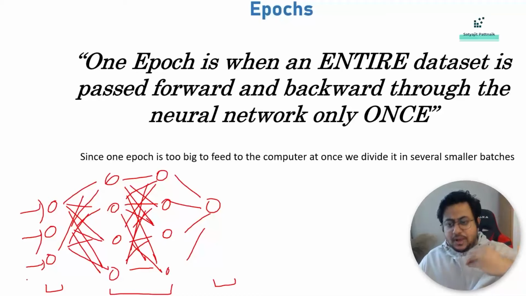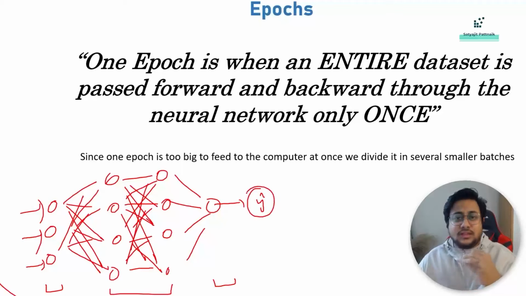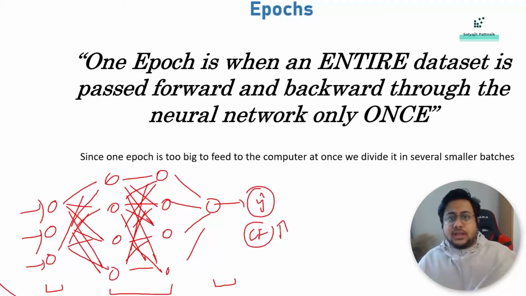Whenever you pass your data, this is the flow of forward propagation or forward pass. After the forward pass, you get the predicted output and then you compare it with your original output or your test output, and then you find your cost function. If the cost function is high, while backpropagating, you update your weights, right?